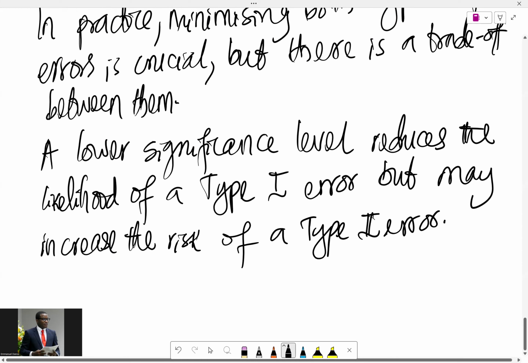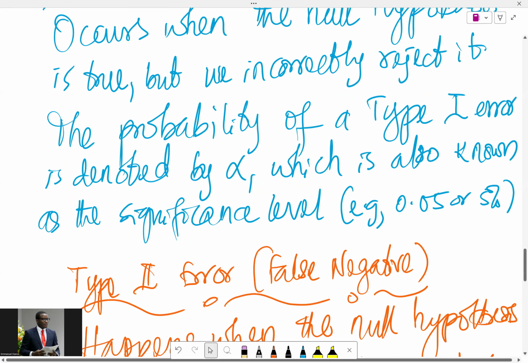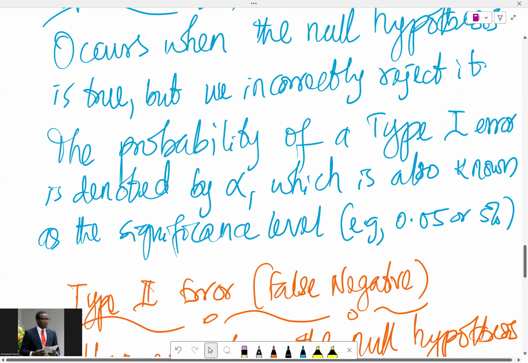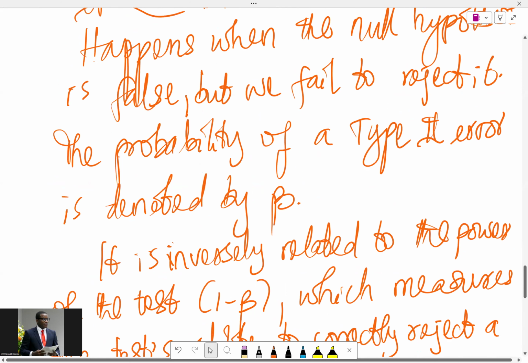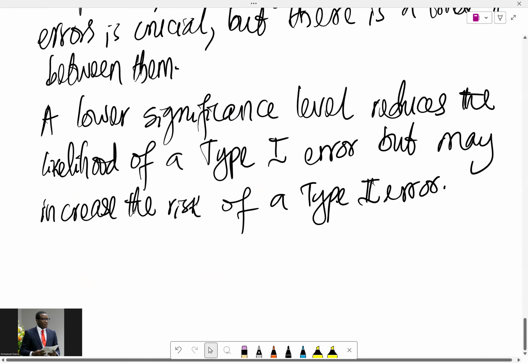So if you have a very low significance level, like 1% or 0.01, that means there's a 1% chance of making the wrong decision, basically. So if you make it very small, it will reduce your chance of rejecting a true null hypothesis, but it will increase your chance of accepting a wrong null hypothesis. That's the idea.